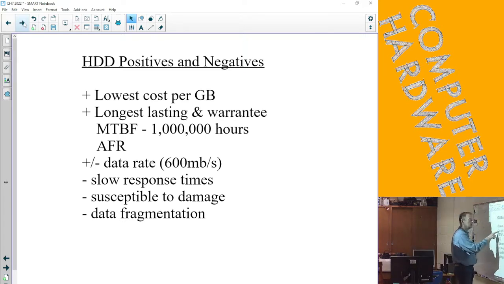It also has the longest lasting and has the best warranty. If these are taken care of, if they're not allowed to get hot, they're in a room that's cool, if they don't get moved, then they're rated in millions of hours of usage. Longer than you will live. 114 years is what this is rated to last.